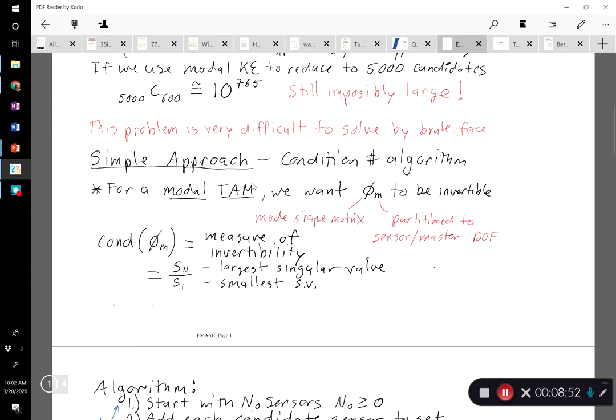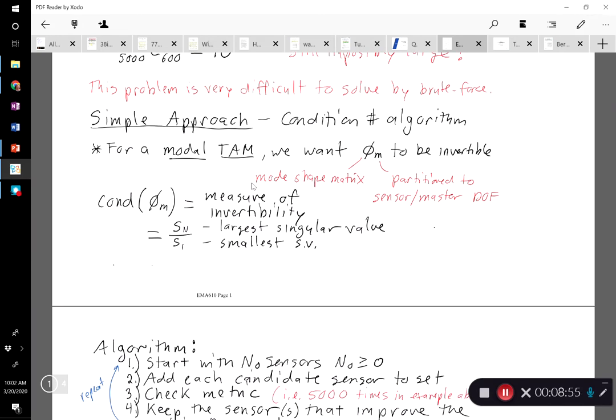So, a couple examples of how this is done in industry. One is the condition number algorithm by Randy Mays at Sandia. And there are lots and lots of other algorithms that probably work on a very similar principle. This is just one that I happen to know about. But the basic idea behind this approach is that if we're doing a modal TAM, we want to be able to invert phi sub m, or the mode shape matrix, if we only measure the rows corresponding to our sensor locations.